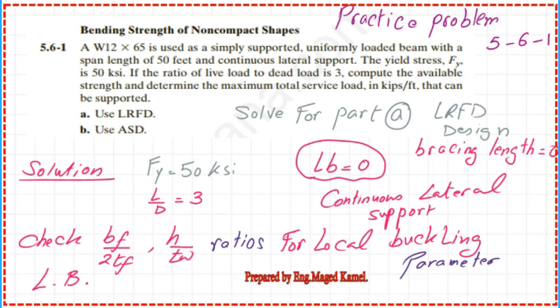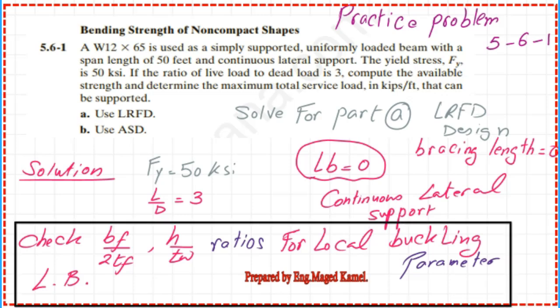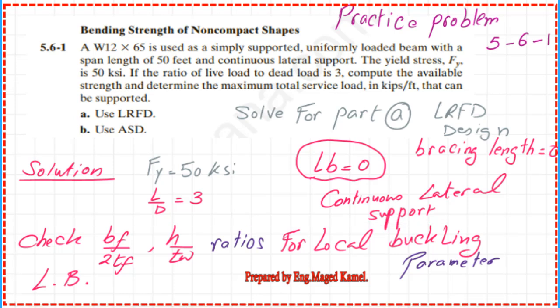What are the parameters for local buckling? The parameters are BF over 2TF and H over TW, where BF is the flange width and TF is the flange thickness. At the same time, H over TW is the ratio between the height of the web to the thickness of the web. Based on the data that W12 by 65 is supposed to be a non-compact section, we are going to check that through table 1.1 in the next slide image.